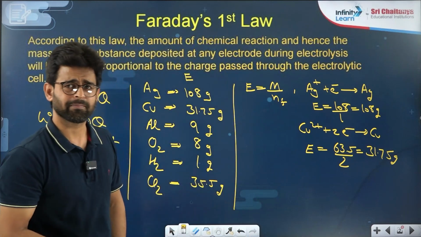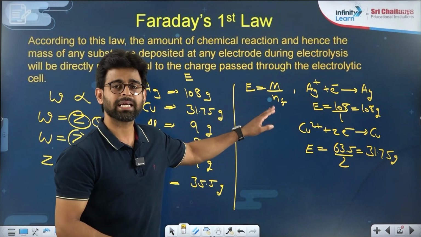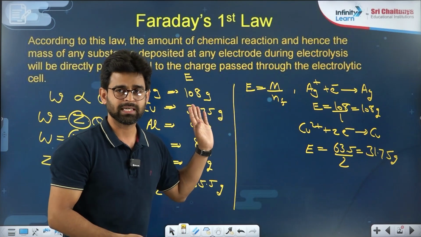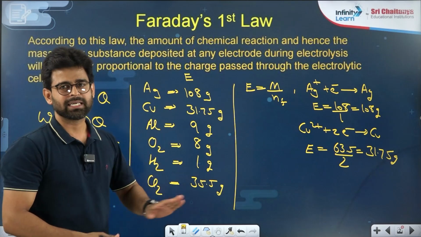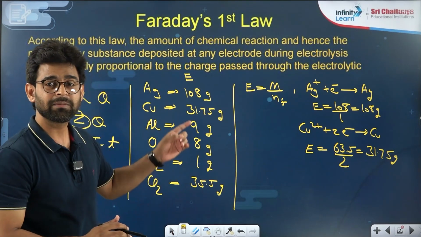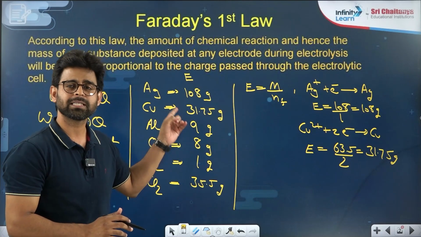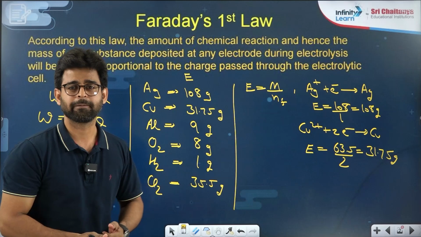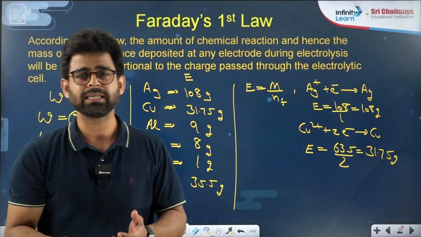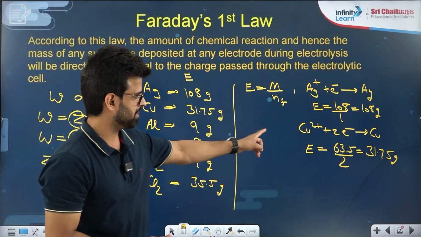So by this method, by using the molar mass divided by n factor, we can find the equivalent weight. You will see these things will come again. Please keep these things in mind directly, or if something else comes, you can find the equivalent weight using this concept, right?